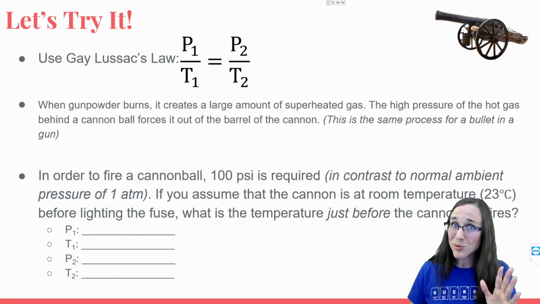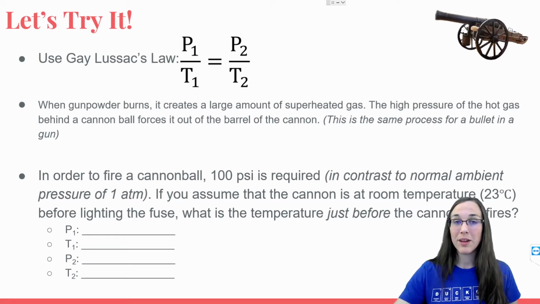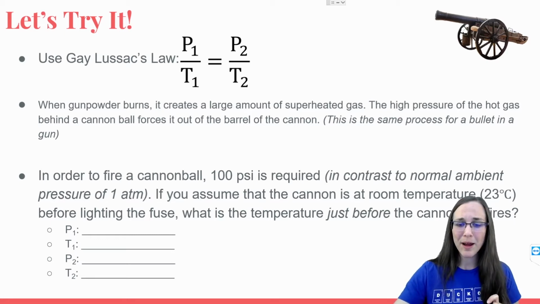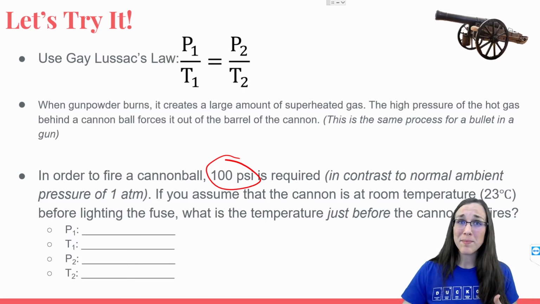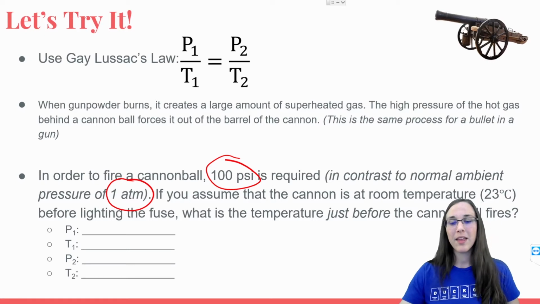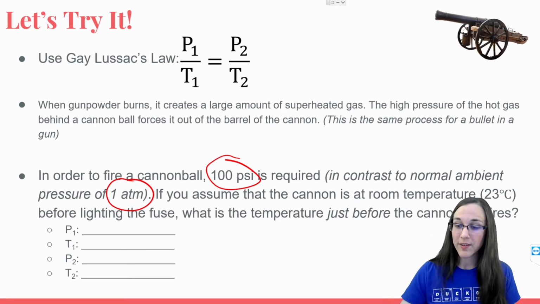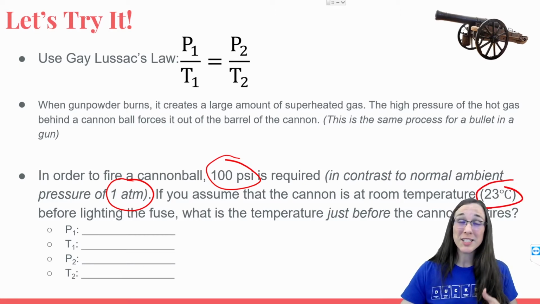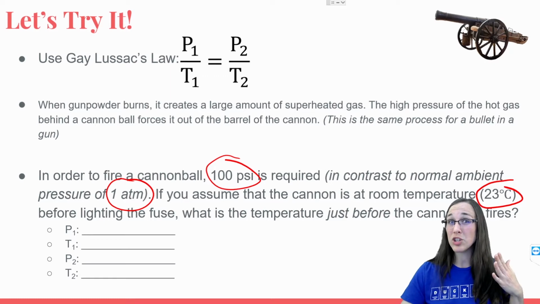These are actual values for cannonball firing. In order to fire a cannonball, we need about 100 psi of pressure required. And now that's in comparison to the normal sea level pressure of 1 atm. If we assume that the cannon is at room temperature before it's fired, that's 23 degrees Celsius, what would be the temperature just before that cannonball literally shoots out of the cannon?